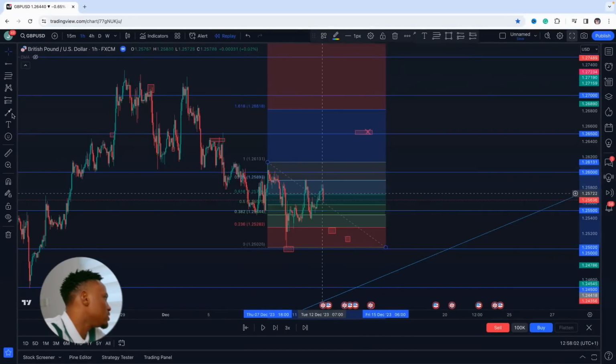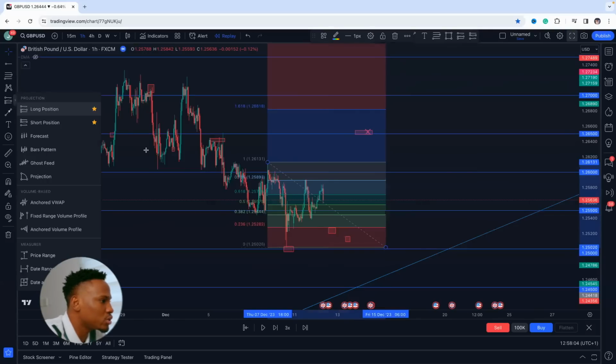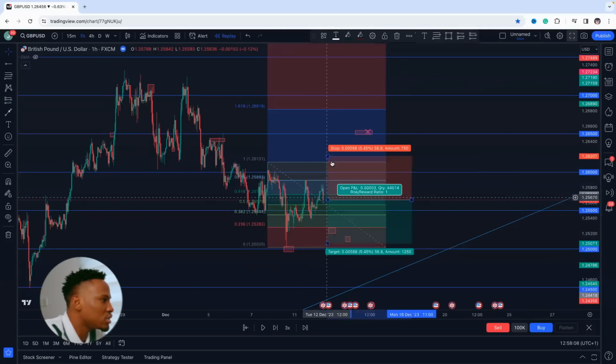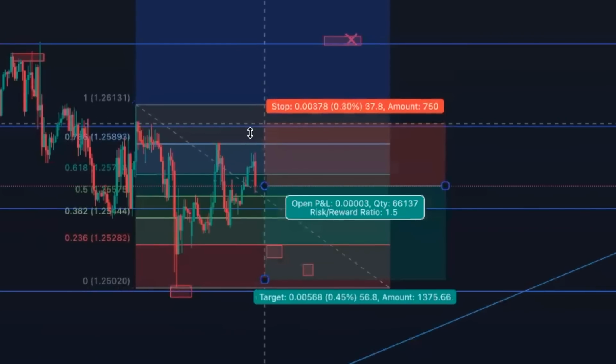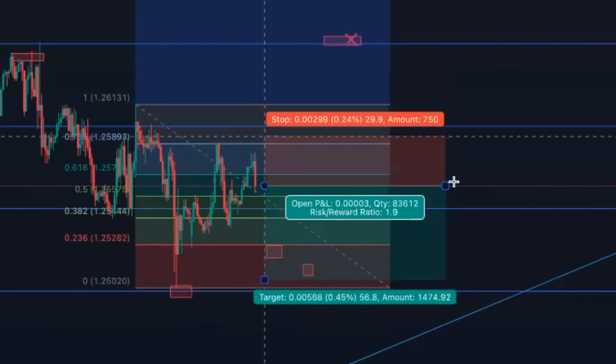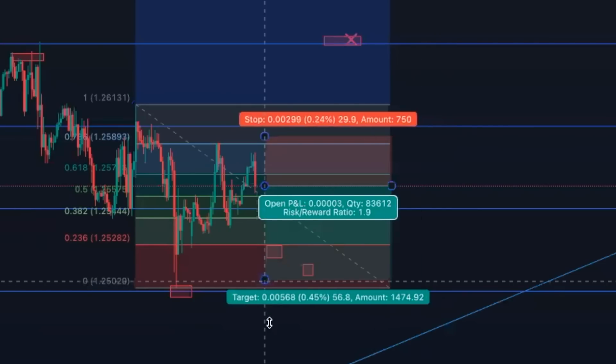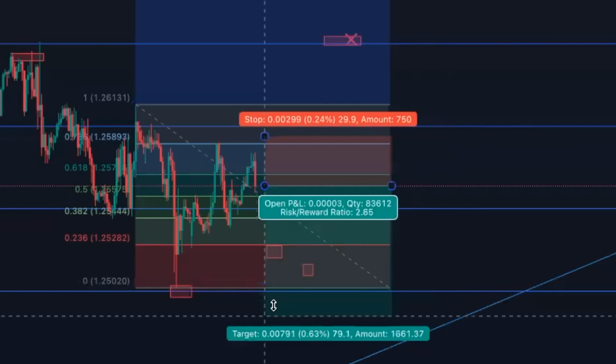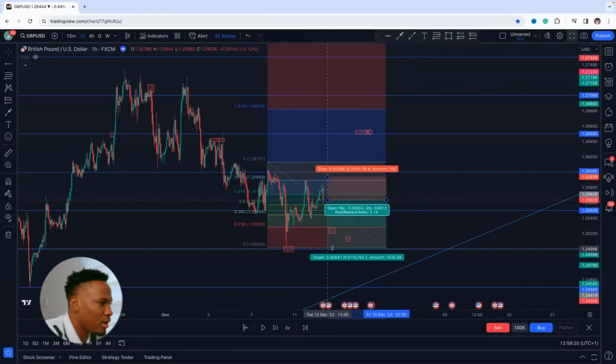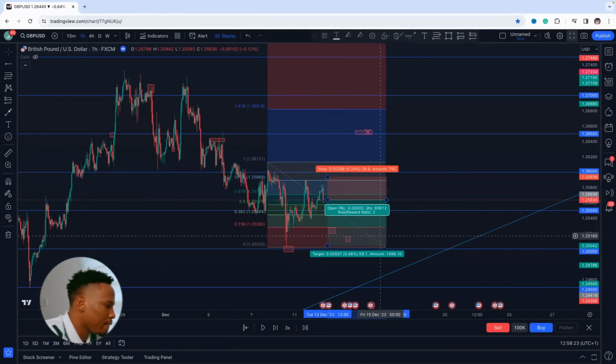So this type of trade, I would love to be shorting, and I'll be putting my stop somewhere around the high. That's 29 pips. Then I'll be targeting times 2, that's 30, that's 60 pips. So I'll be targeting 60 here, about somewhere around here. This is what I'll be targeting.